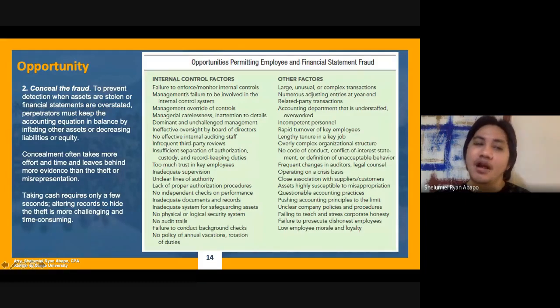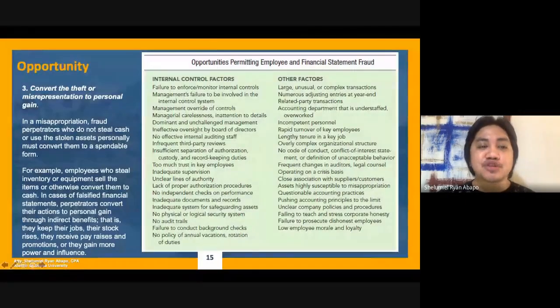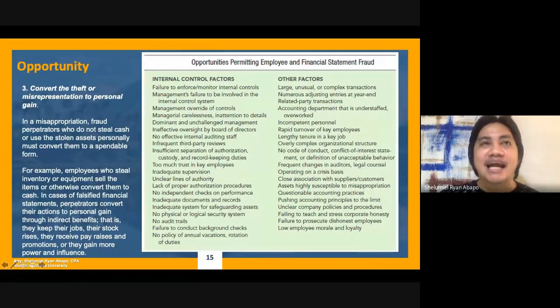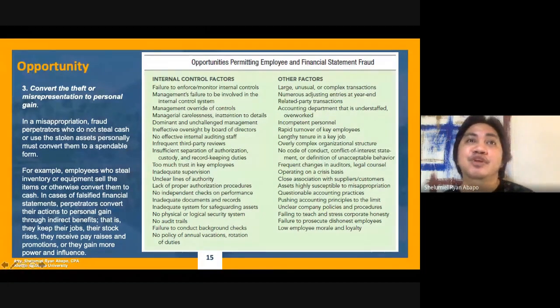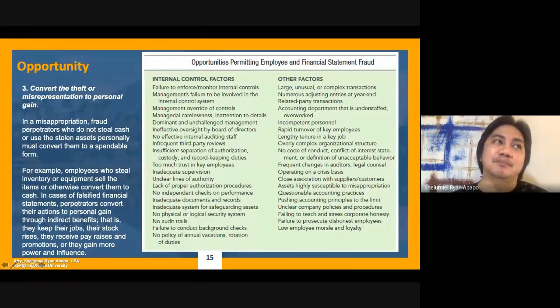So, alright? And then there's also an opportunity to convert the theft or misrepresentation to personal gain. So you've stolen, you've committed fraud, but you can't convert it into something. So it's wasted, right? If you commit fraud, but you can't enjoy it personally. So that particular opportunity should also allow you to convert the misappropriated asset or the stolen amount to cash that you can now appropriate for your personal gain.